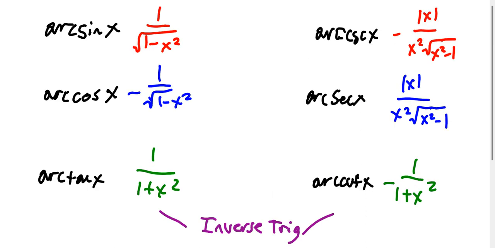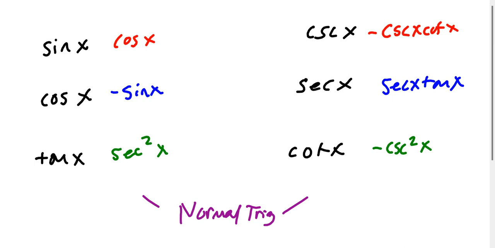So let me return to the first page here. Here there are some very basic trig function derivatives. So let's get started. Sine of x, the derivative of that is cosine x, pretty direct relationship. Cosine x is negative sine x. Tangent x is secant squared x.